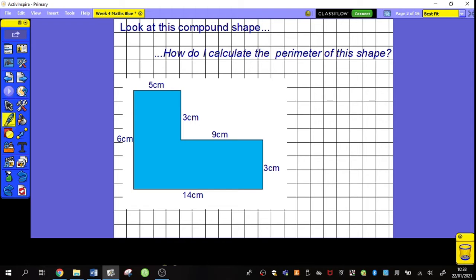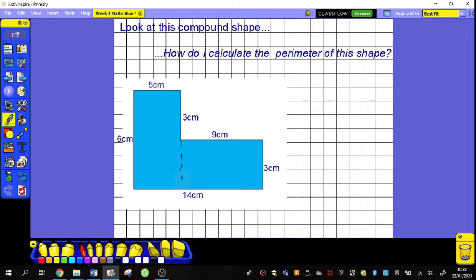So I can see that if I was to split this down here, you can see I've got two rectangles that have been put together. So how do I calculate the perimeter of this shape? Well, perimeter is just the distance around the outside. So to calculate the distance around the outside, I'm going to add up all the sides.